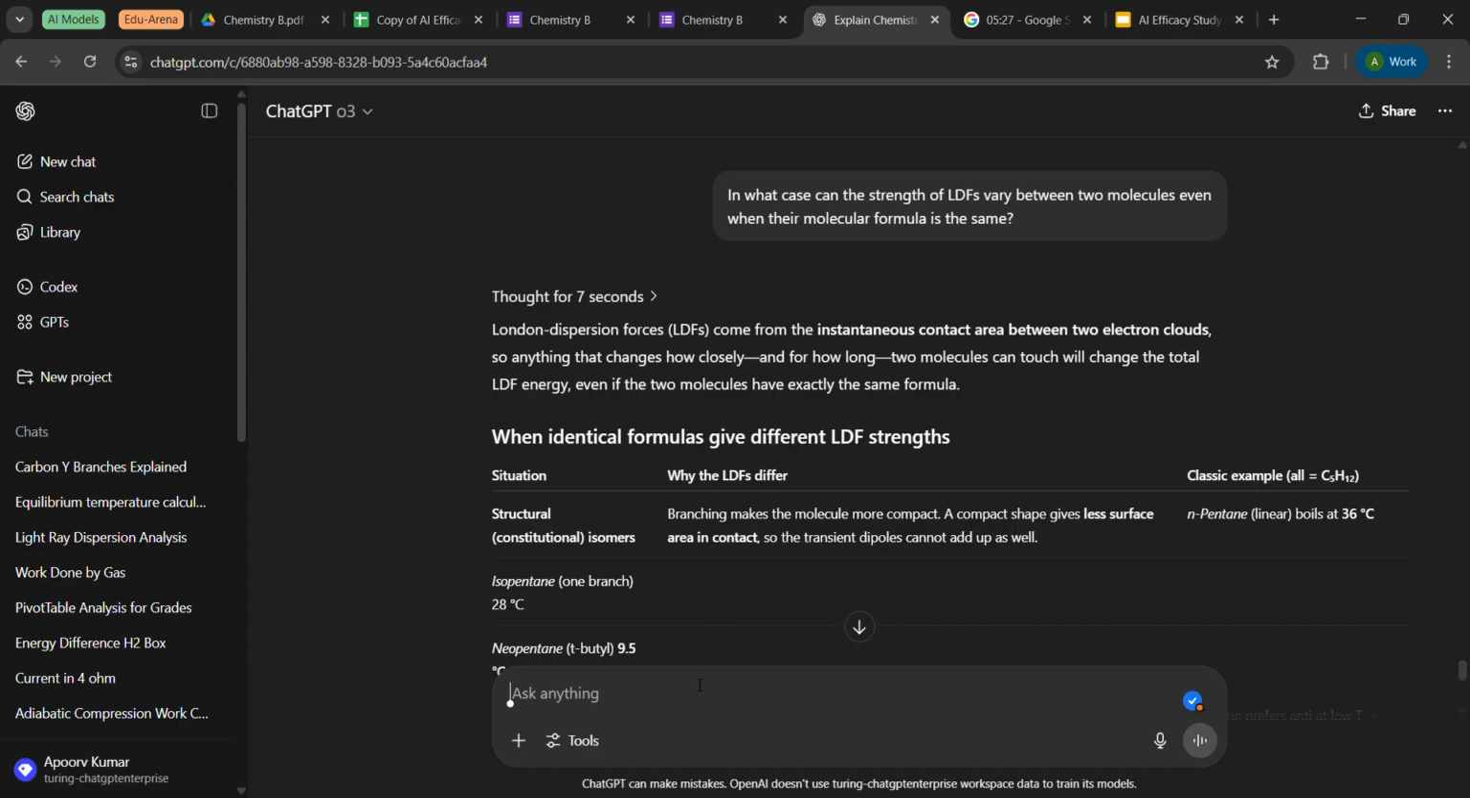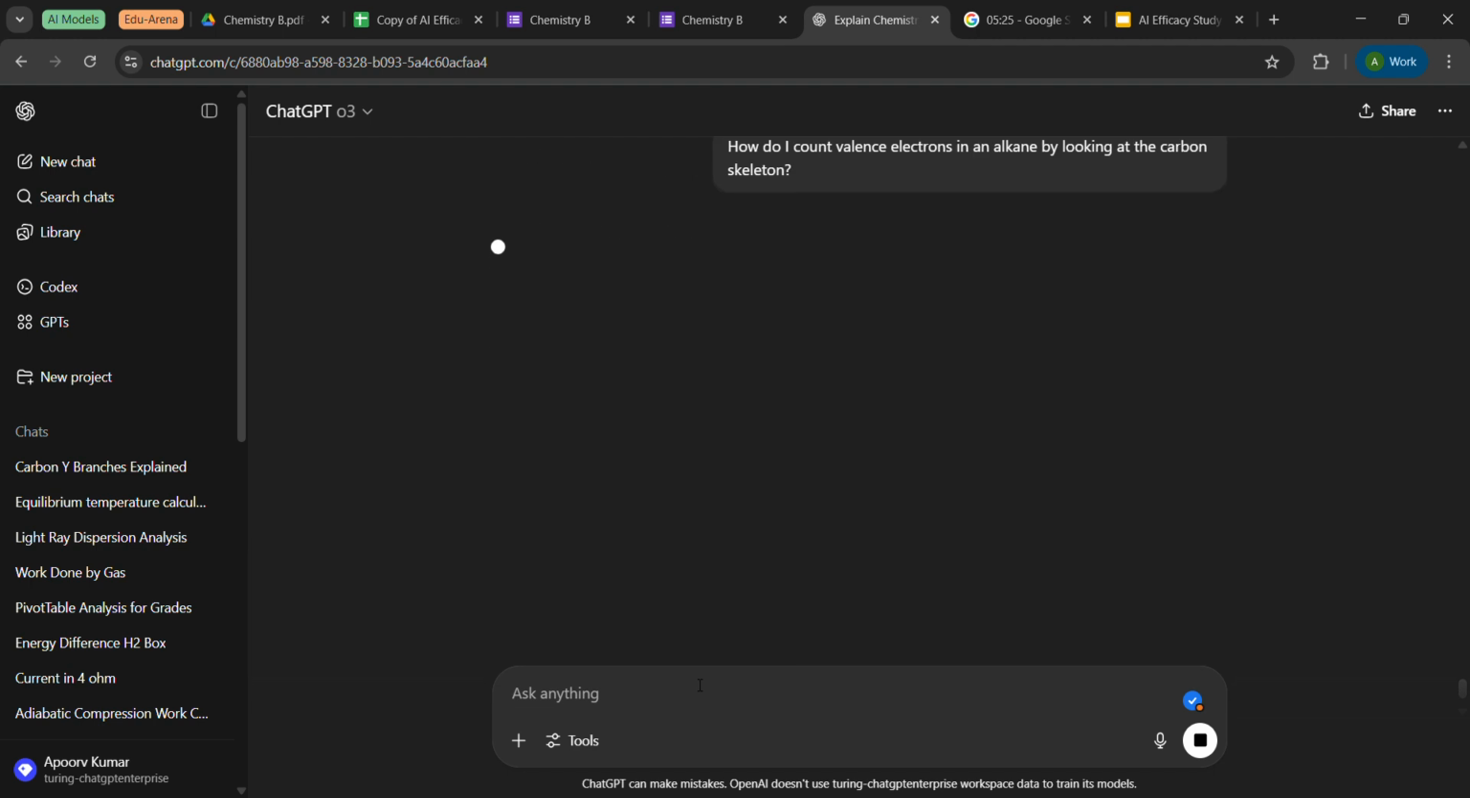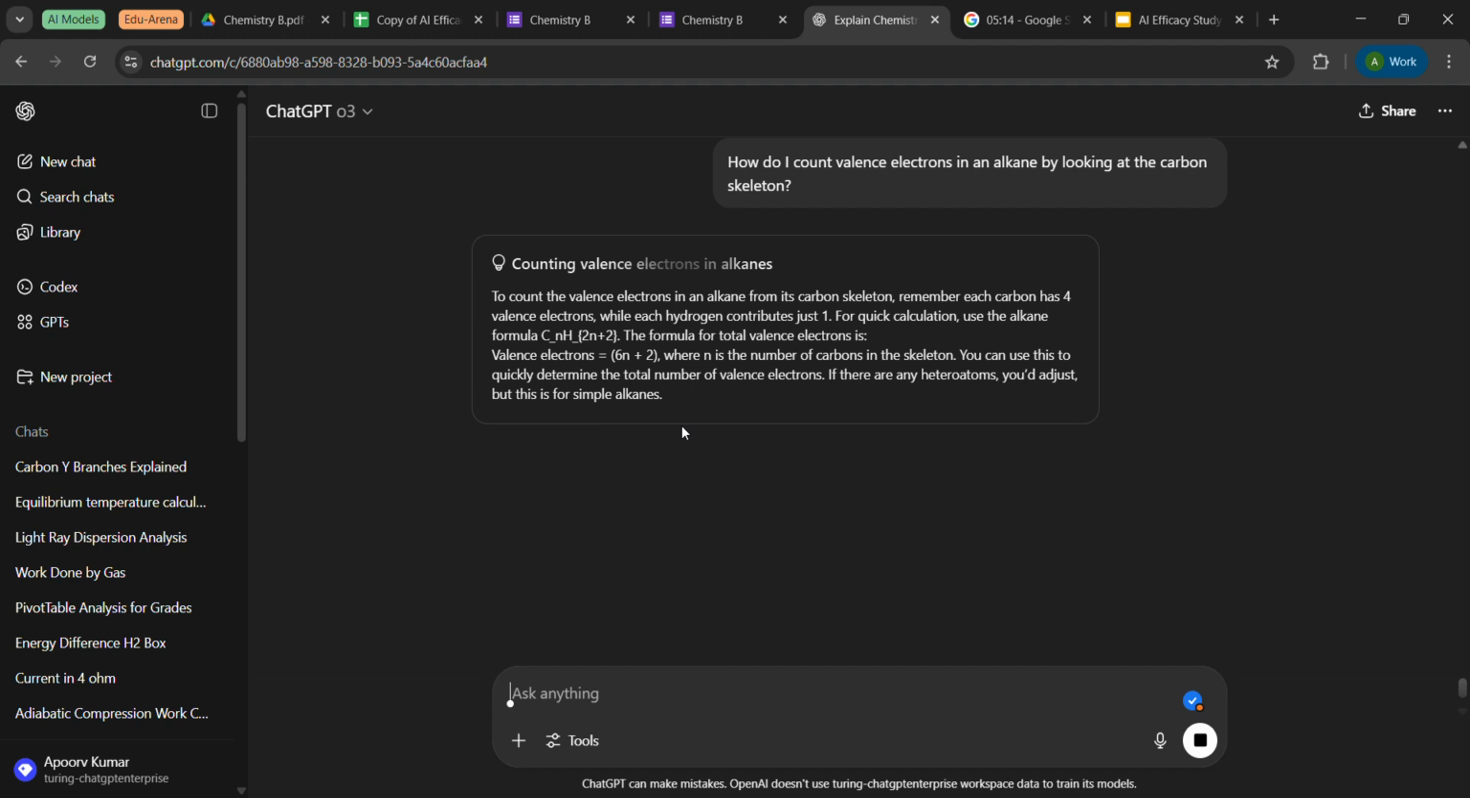Copy, then let us just paste it. How do I count valence electrons in an alkane? By looking at the carbon skeleton.